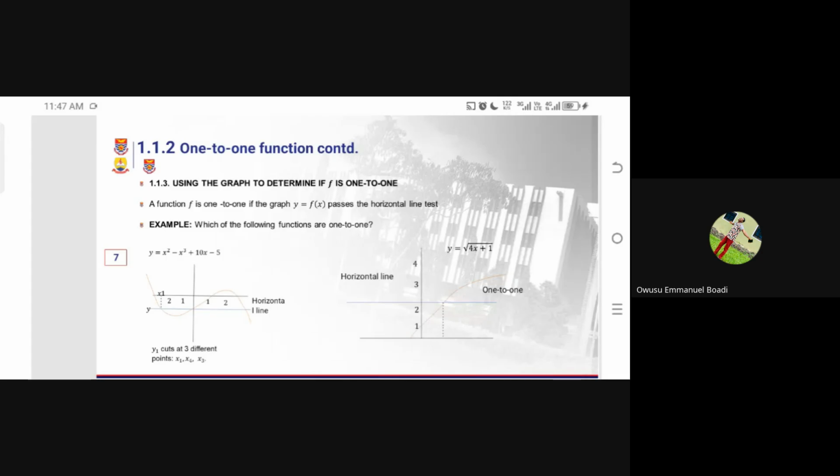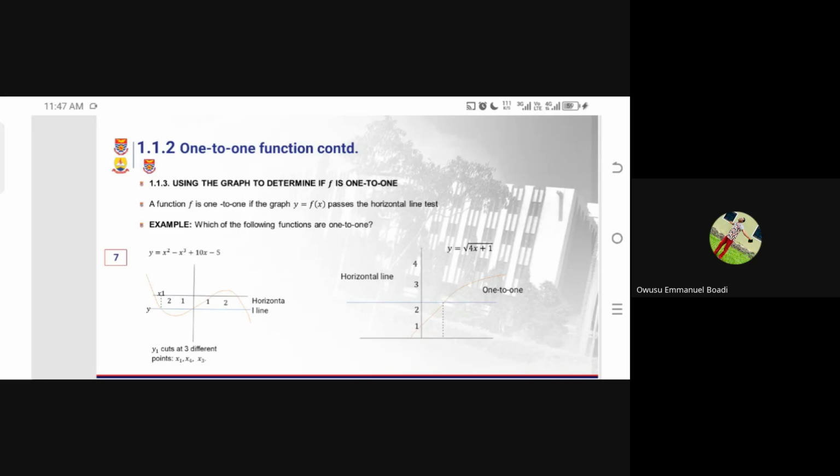To explain how it looks, we have an example: y is equal to x squared minus x cubed plus 10x minus 5. After sketching this particular graph, you realize that the horizontal line is cutting more than 1 point at a time. So this particular function is not one-to-one.